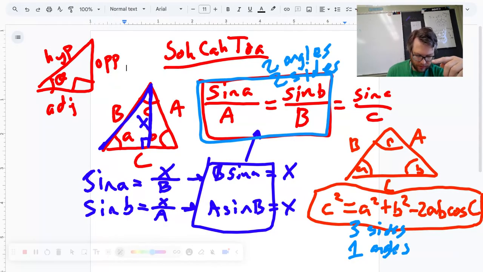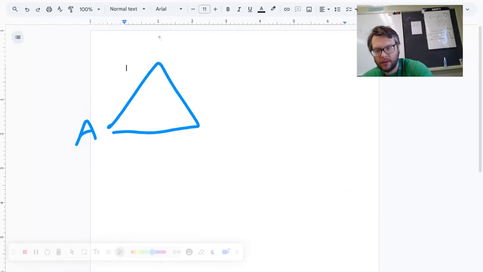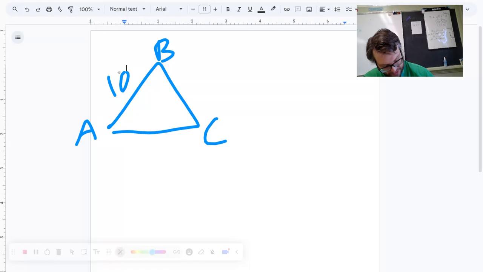Great. Now, why don't we do a quick example where we figure out if we want to use the law of sines or the law of cosines. All right, let me clear all this out here. So let's say that I've got a triangle ABC, and they tell me that AB is 10, and they tell me that BC is 8, and they tell me that CA is 7.